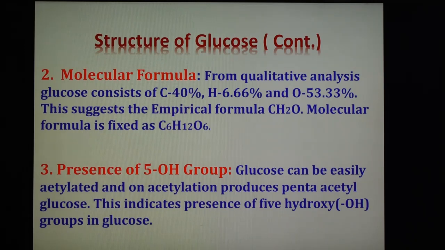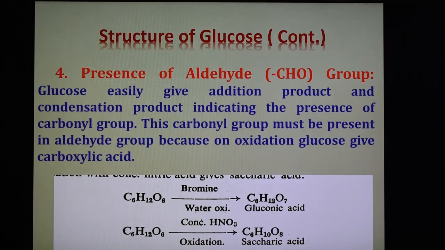Oxidation of glucose by periodic acid gives 1 molecule of formaldehyde. This also indicates the presence of 1 primary hydroxy group, that is the CH2OH group. So this is the third step, and the next step, number 4, is the presence of aldehyde group. Glucose easily gives an addition product with hydrogen cyanide, and a condensation product with hydroxylamine. All these reactions indicate the presence of a carbonyl group.